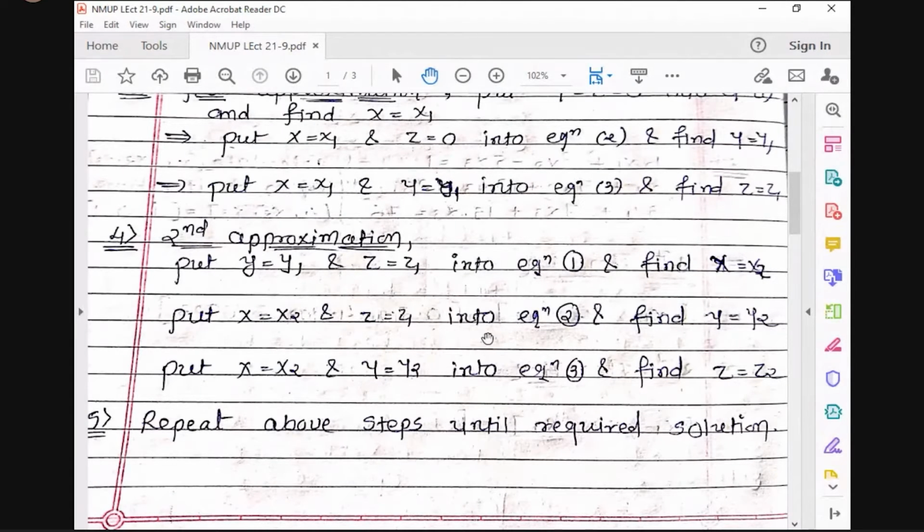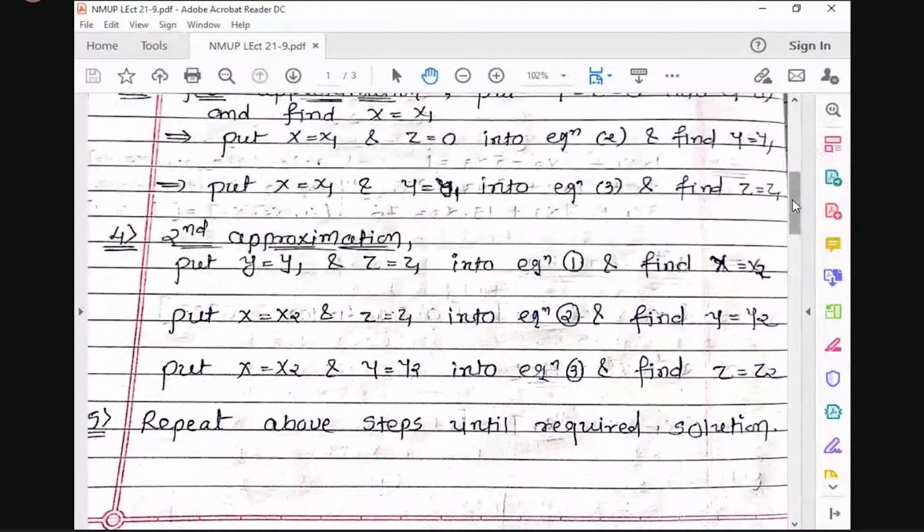Now how many times do we have to repeat this step? Until we get our required solution. And how do we know? Sometimes after 2 iterations you get similar values, or in some examples you get similar values after the 4th or 5th iteration. That depends upon the complexity of the set of equations. So we continuously follow these steps until, for 1 or 2 steps, we get the same values of x, y and z. That's why it's called the iterative method or the indirect method.